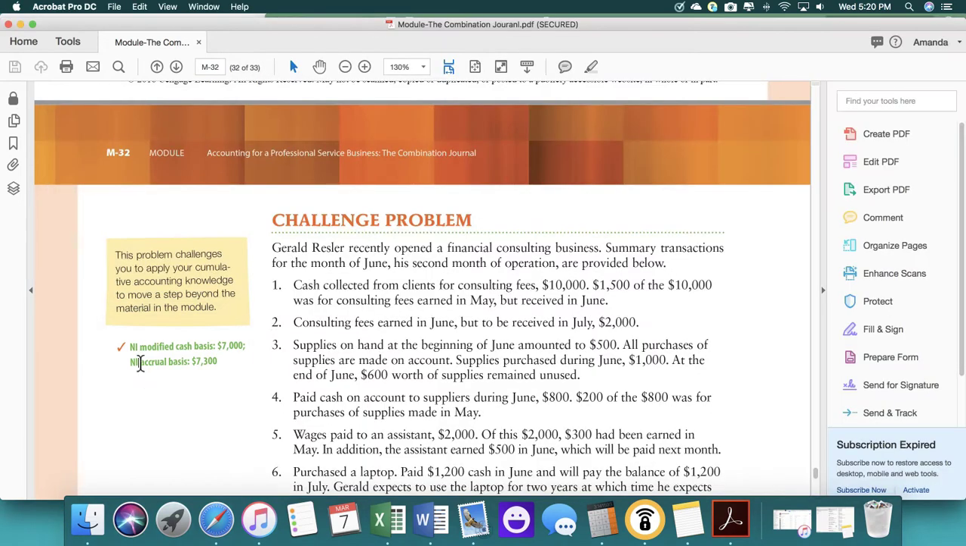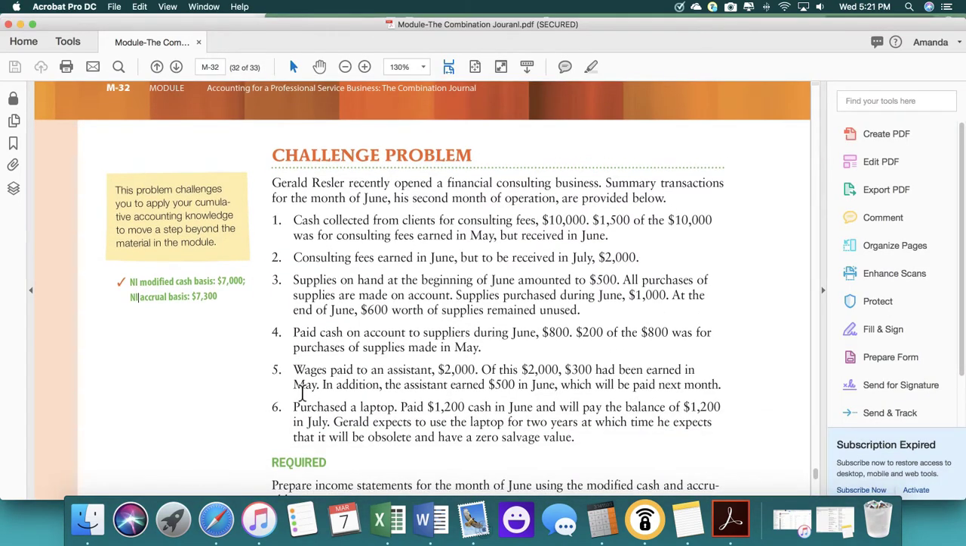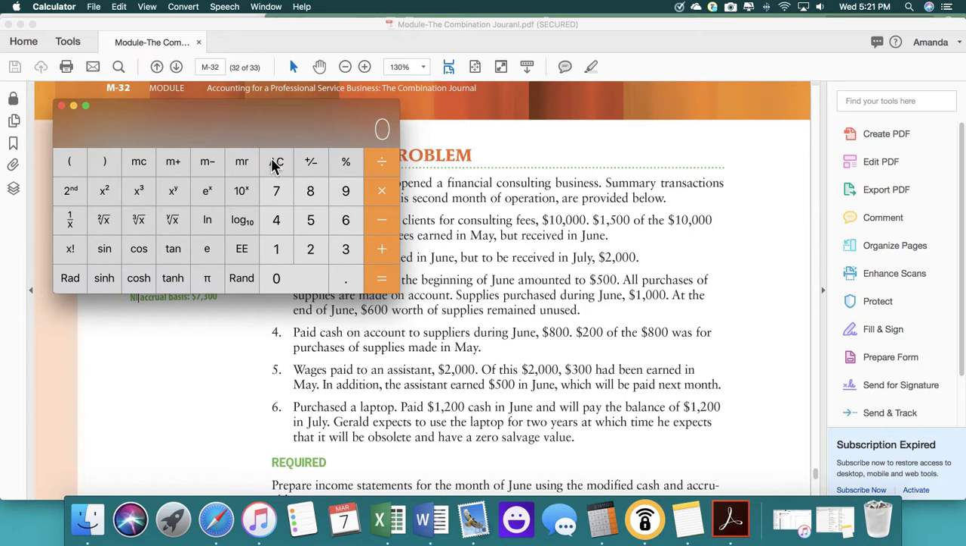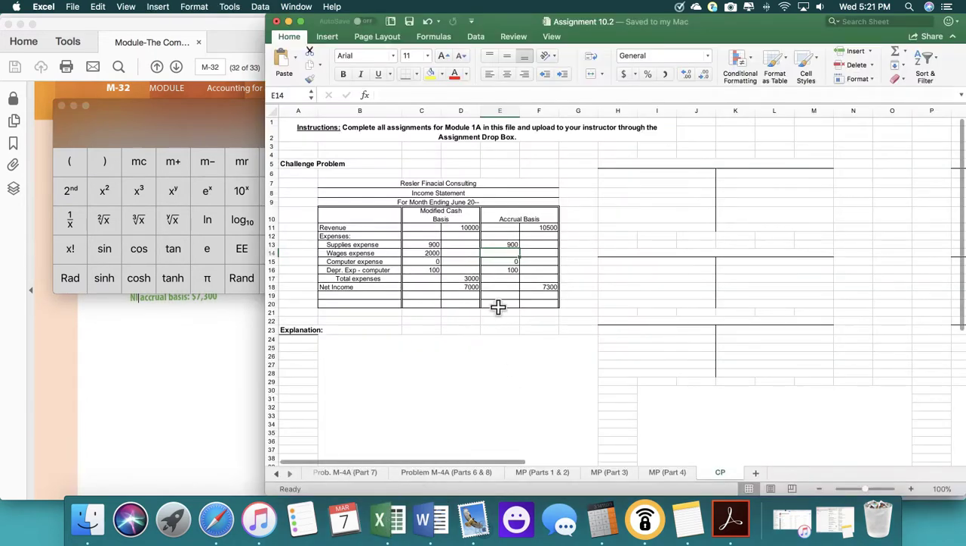Now we just need to figure out our wages expense. Here we have the $2,000. Of this $2,000, $300 had been earned in May. In addition, the assistant earned $500 in June, which will be paid next month. So we do something similar: we have our 2,000 minus 300 plus the 500. That gives us our wage expense of 2,200.